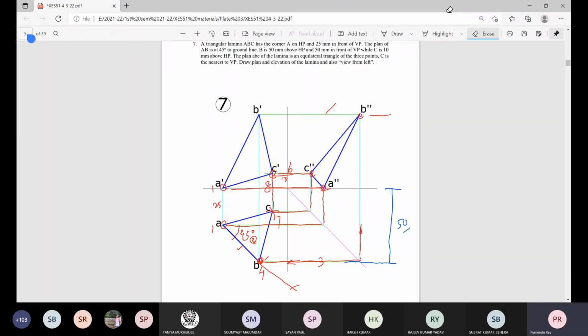That is, for any point in plan and elevation, if it is given, suppose B, plan of B, that is small b, and elevation of B, that is small b dash, then the first step of getting the side view is from B, draw a line parallel to the ground line.